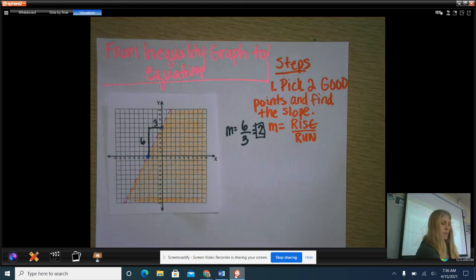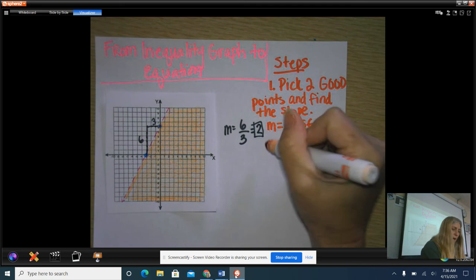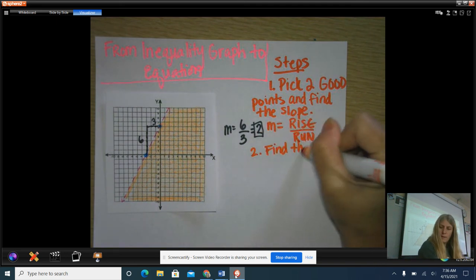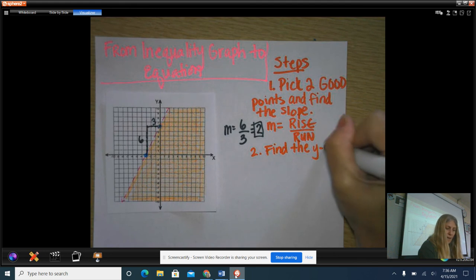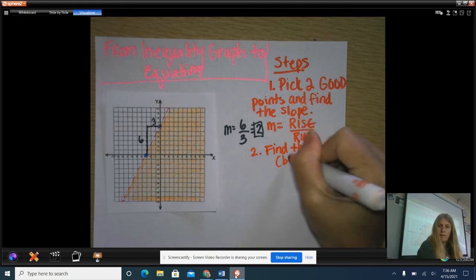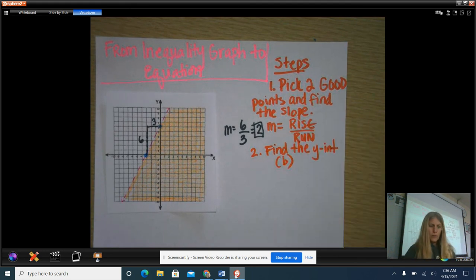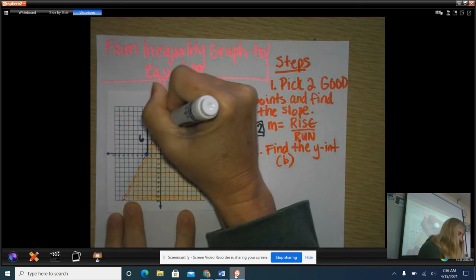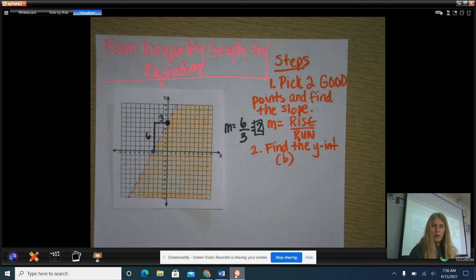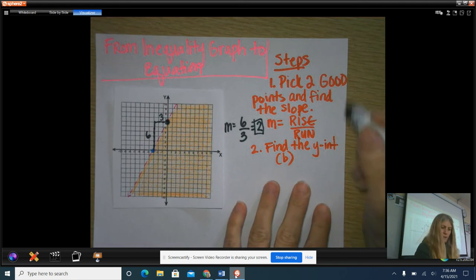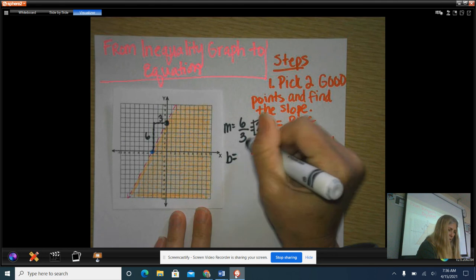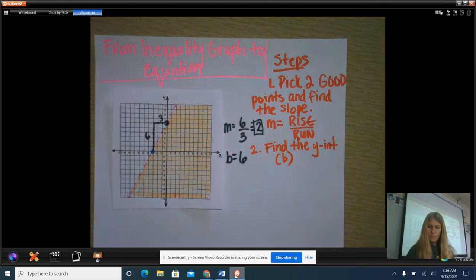Our second step is we're going to go ahead and find the y-intercept. And our y-intercept, of course, is our b from our equation. So, of course, our y-intercept is very simply where the line intersects our y-axis. So it's going to be this point right here, which we know is 6. So that is just a visual. So our b is going to be positive 6 in this case.